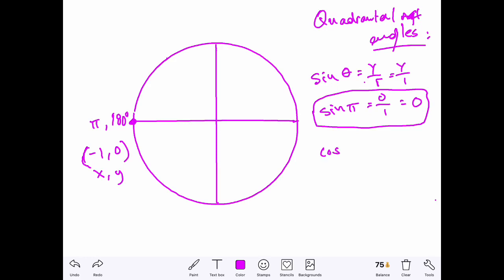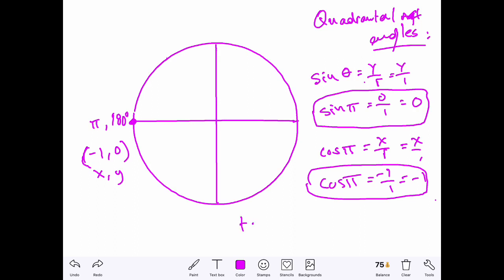Cosine: x over r, which is just x over 1. Let's do the cosine of pi. What's my x value? -1 over 1, which is just -1. Tangent, we said, is sine over cosine, and also y over x. Well, what's my y value? 0. What's my x value? -1. 0 over -1 is 0.